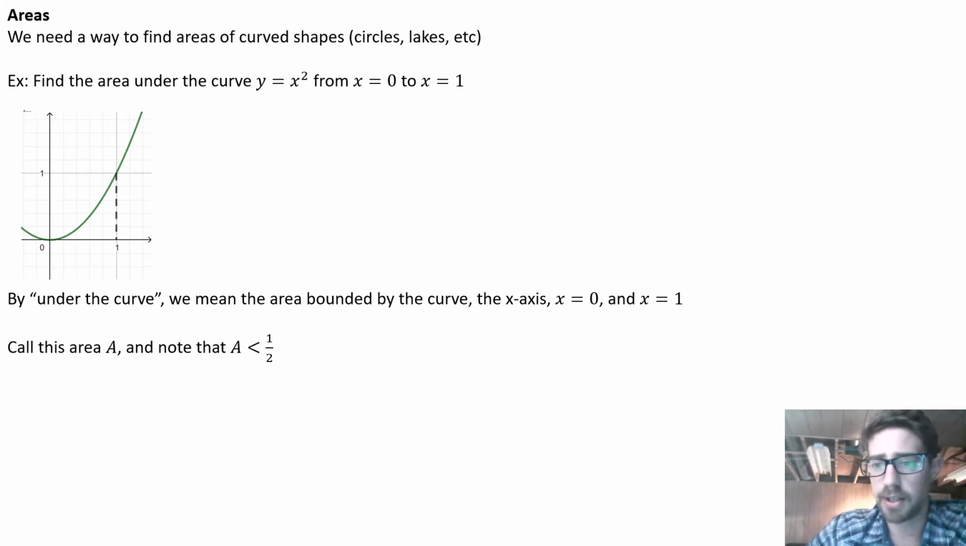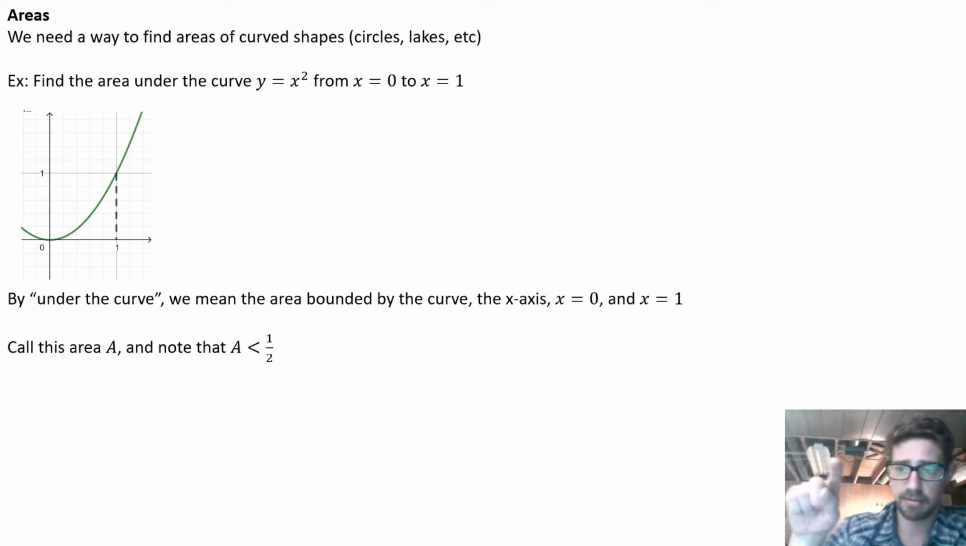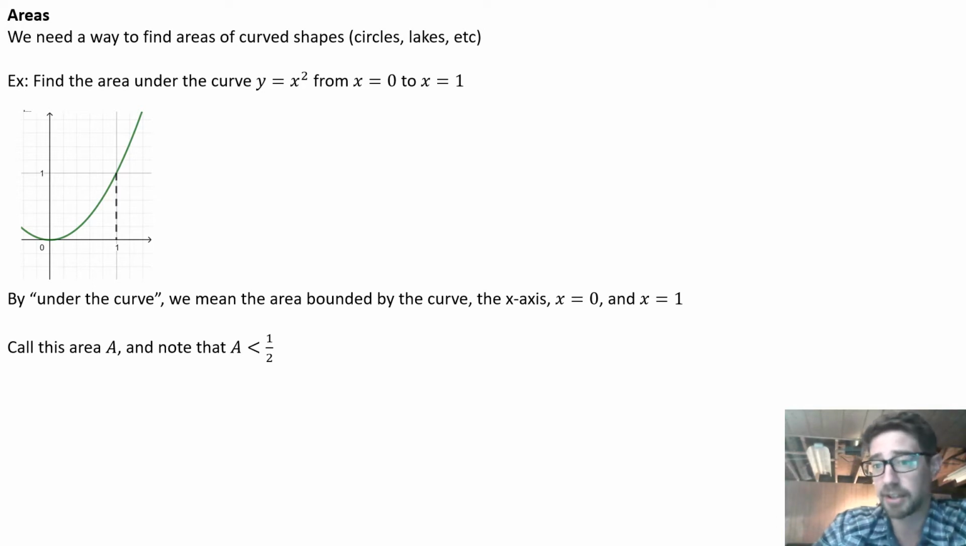Whatever that area is, we're going to call it A just to give it a name, and then think about it. A is less than 1/2. Why? Because if that were just a right triangle, if it were just half of that square, then the area would be exactly 1/2, right? Because the area of the square is 1. But it's a little less because that isn't a triangle, because the shape curves in a bit. So whatever it is, agree with me that it's slightly less than 1/2.